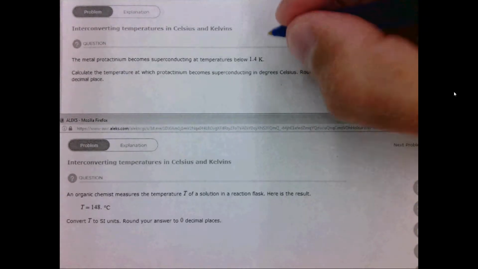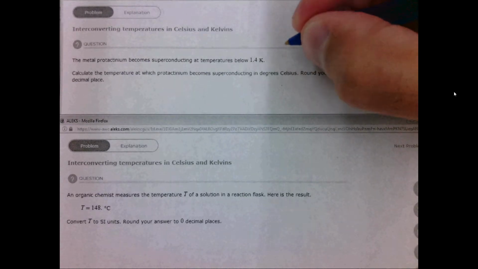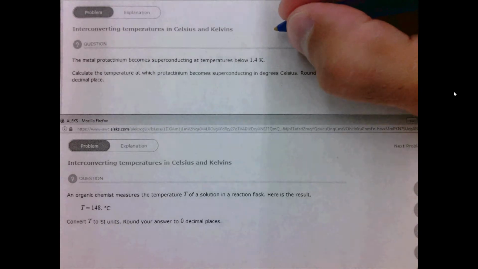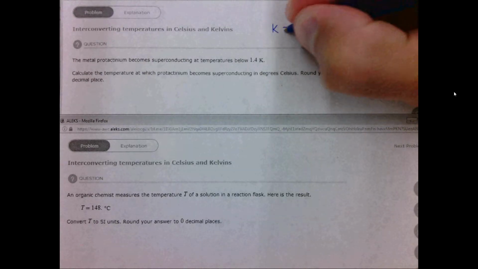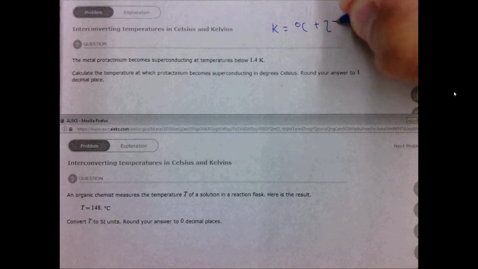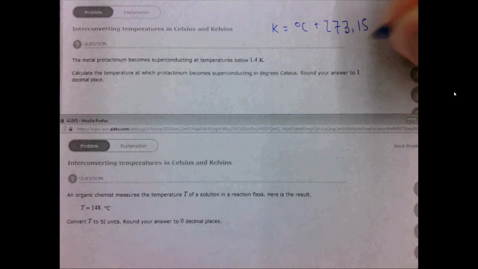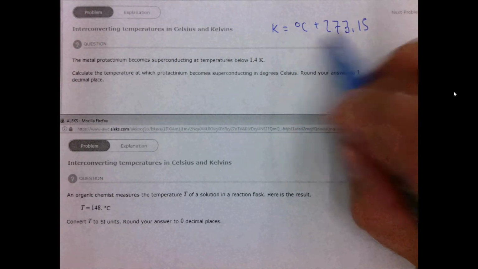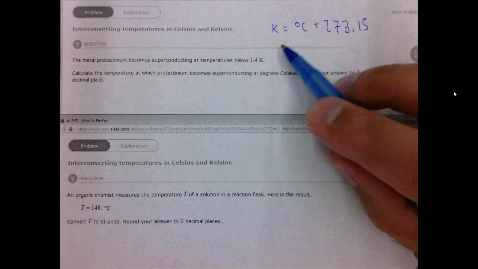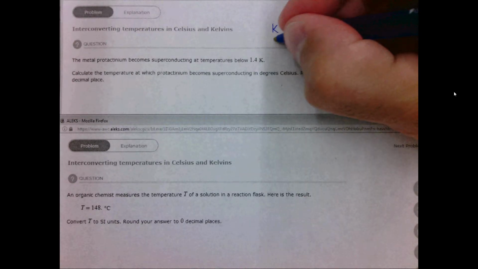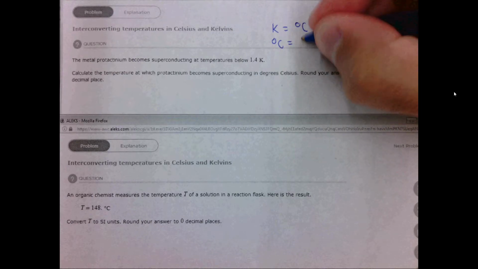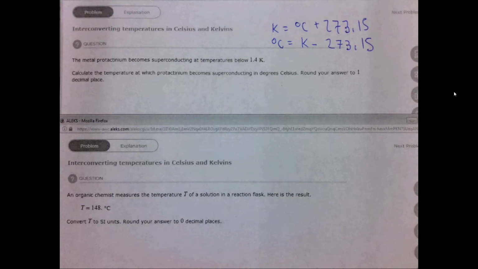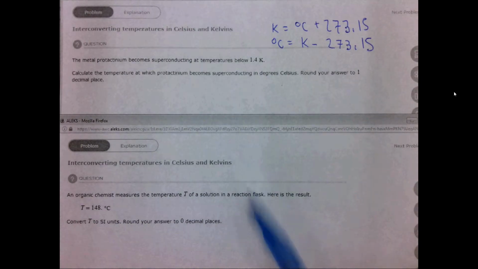So there are two equations, which are essentially the same equation rearranged, that we can use to convert from Kelvin to Celsius. Kelvin equals degrees C plus 273.15. And we would use this if we had Celsius and we wanted to convert to Kelvin. We can rearrange this equation by subtracting 273.15 from both sides, and we'll find that degrees C equals Kelvin minus 273.15. So these two equations will help us to solve this problem.